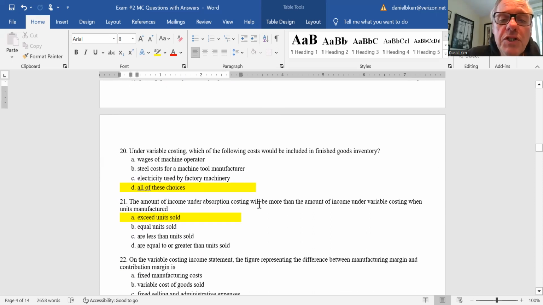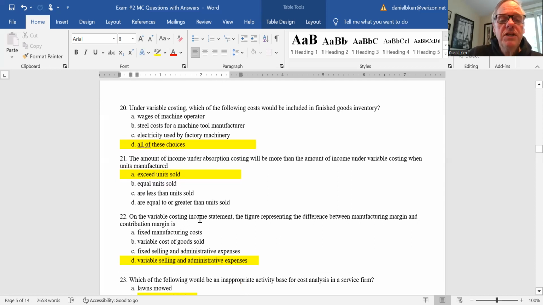The amount of income under absorption costing will be more than under variable costing when the number of units manufactured is larger than the units sold. And the reason for that is ending inventory is going to include fixed cost, whereas under variable costing, the fixed cost is always written off during the period. And again, that's why I kept putting that chart up on the board for you. You should be able to look at the volume produced and the volume sold, and on the basis of that, say which will give you higher net income, absorption or variable. So if you produce more than you actually sell, you're going to get higher profit under absorption costing. So the answer there is A.